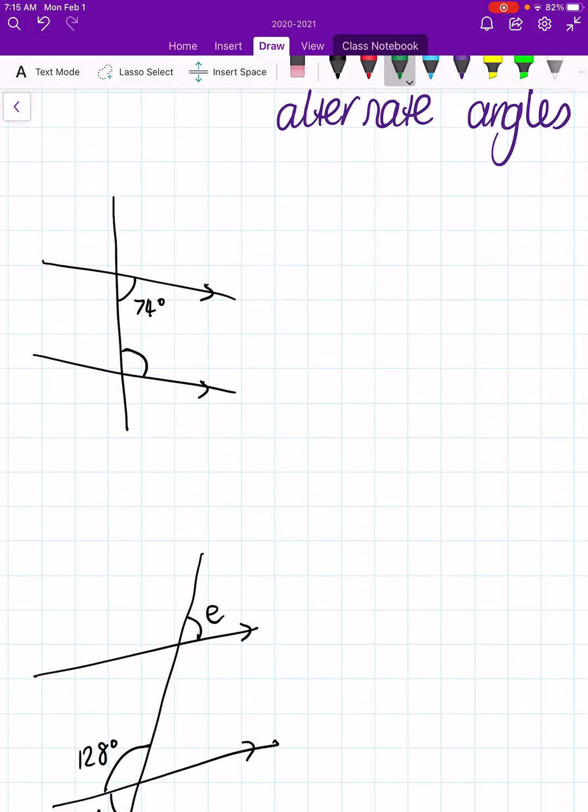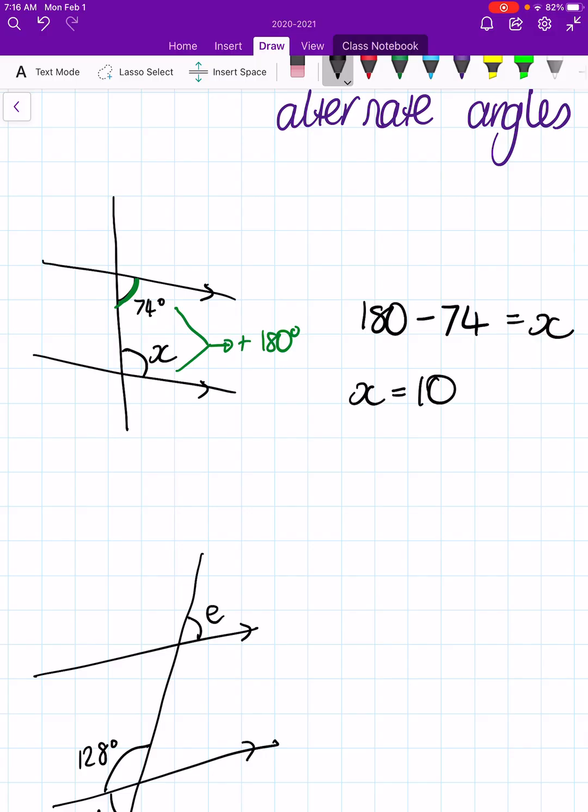Having a look at this next diagram, we have an angle here of 74, and we want to find this missing angle here, X. So the angle fact we're going to use here is the fact that these angles are co-interior and they add up to 180, they're supplementary. So if we do 180 minus 74, we will get our value of X. So that makes 106 degrees, and this is because co-interior angles are supplementary.